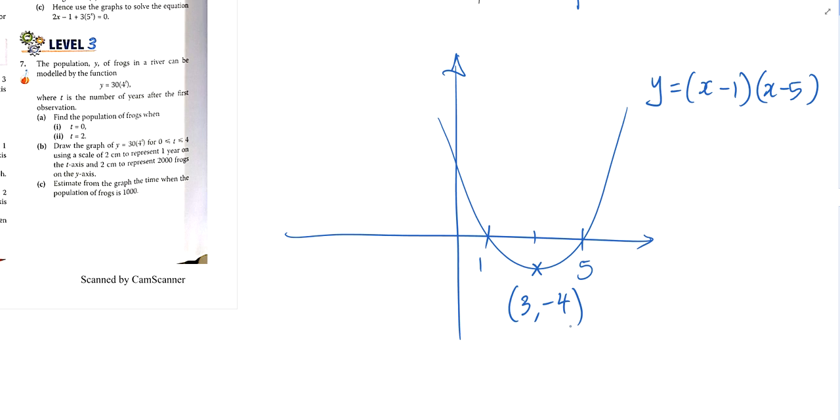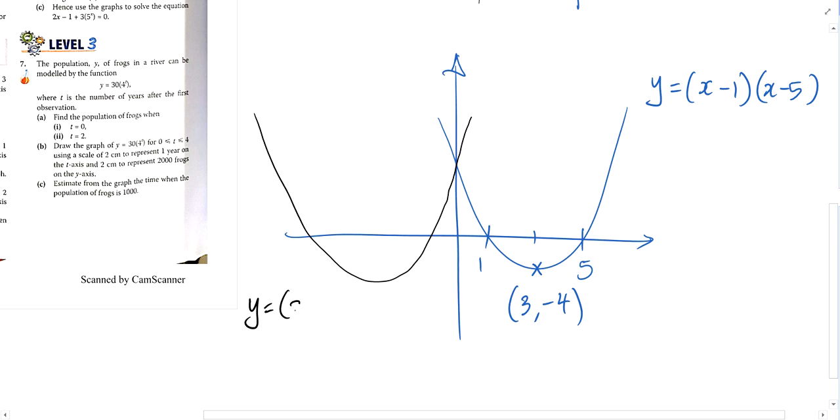I want you to flip the graph to the other side. Mirror image. So I should get a graph that looks like this, right? What is the equation of this graph? Y equals to x plus 1, x plus 5, is it? Yes or no? Why no? What's wrong with this? Anything wrong? No. It's correct. This one is negative 1, this is negative 5.